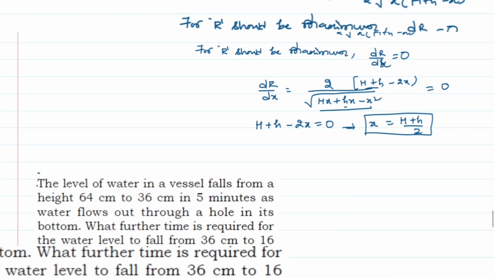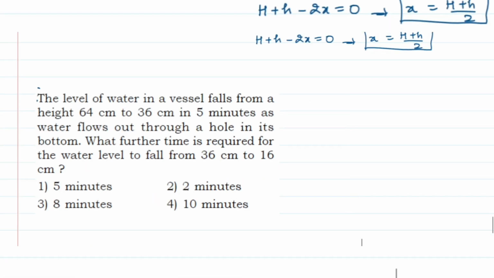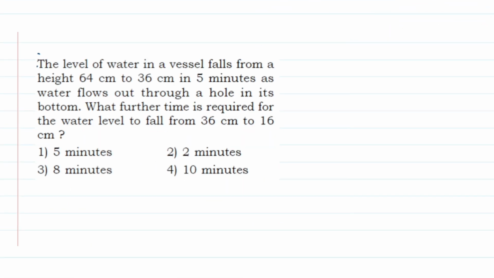Look at the next question. The level of the water in a vessel falls from a height of 64 centimeter to 36 centimeter in 5 minutes. Given that the water flows through a hole in its bottom, what further time is required for the water level to fall from 36 centimeter to 16 centimeter?